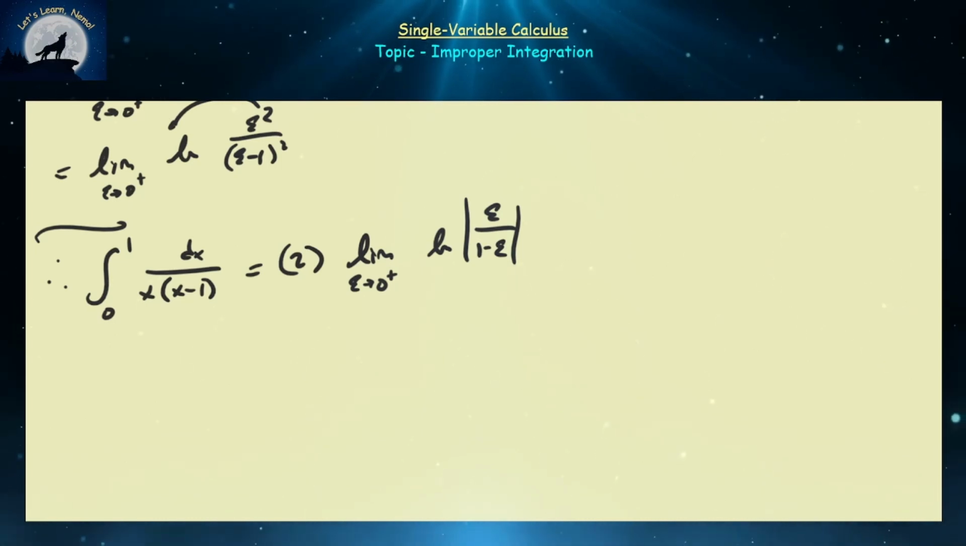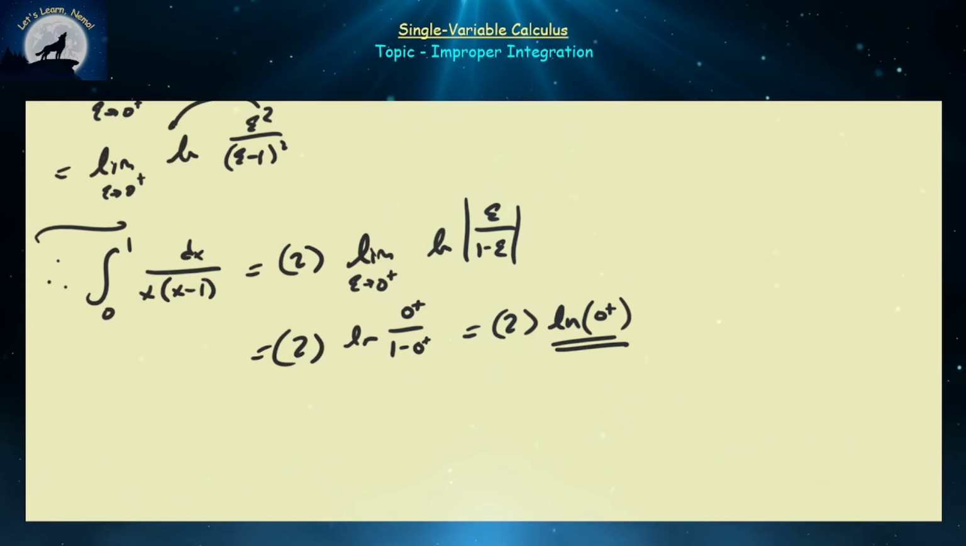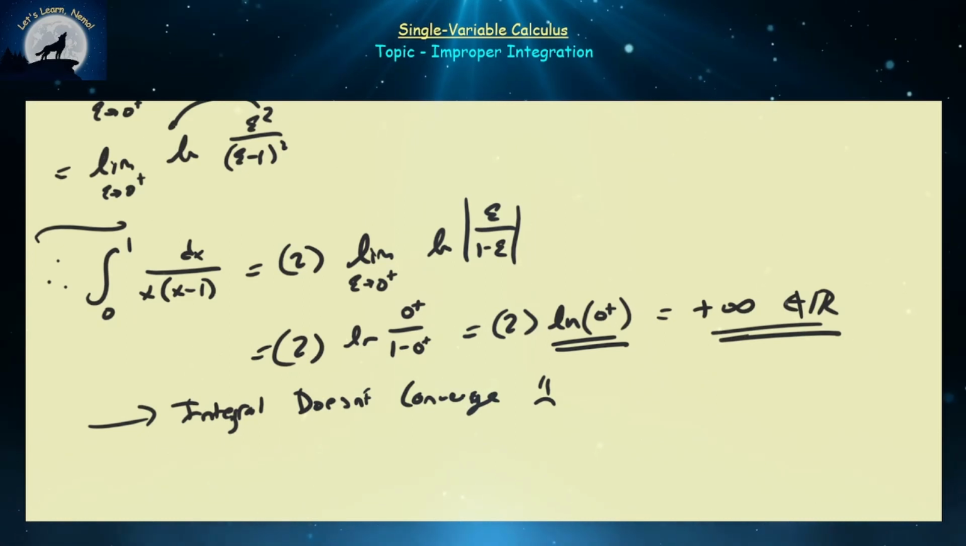Once you have this, what do we have? So let's plug in 0. This is going to be equal to 2 times, so plug in 0, some number arbitrarily close to 0 from the right, over 1 minus some number really close to 0 from the right, and 1 minus 0 plus, we know that's just going to be equal to 1 plus, and 0 plus divided by 1 plus is just going to be equal to 0 plus. So we have 2 times the natural log of 0 plus, and we know the natural log of 0 plus is negative infinity, and so the result is infinite. Obviously this number does not belong in the set of reals, so that means the integral does not converge.